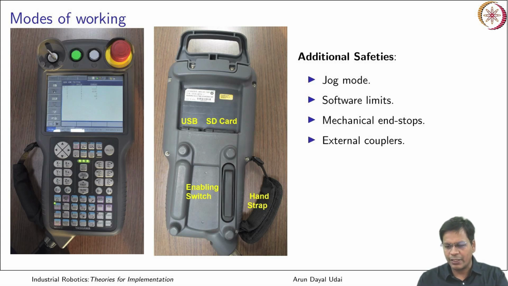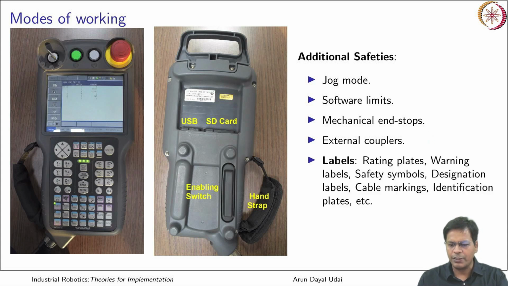External couplers are there, which can be used to connect the robot to any external input and output. I showed you those couplers while introducing the robot in one of the videos in module 1. Using those external couplers, you can take input and output from the environment, from other equipment which is also integrated with the robot. So that is external couplers.